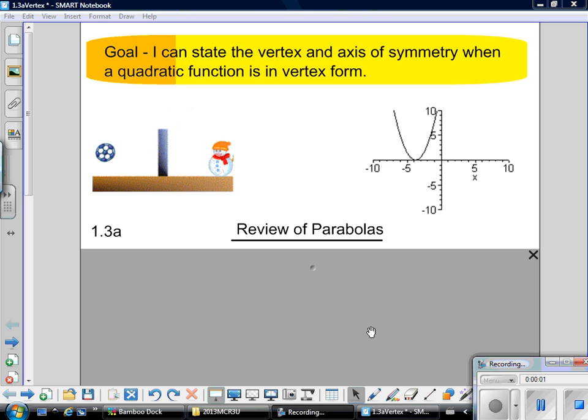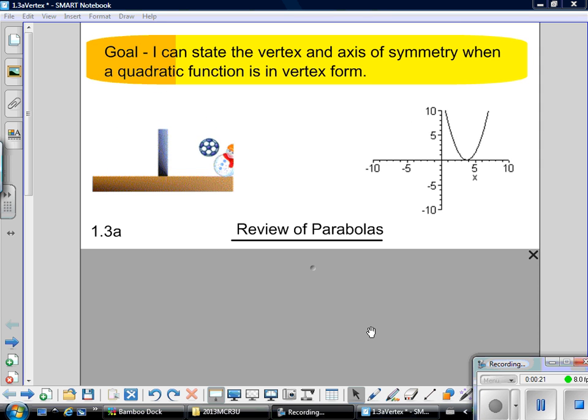Lesson 1.3a and 1.3b are kind of review of parabolas. Now you spent an awful lot of time with parabolas last year, so I did them in separate things just in case you need to go back and look if there's one specific area of parabolas you had difficulty with. So both of these skills are things that we're going to need actually for 1.3.